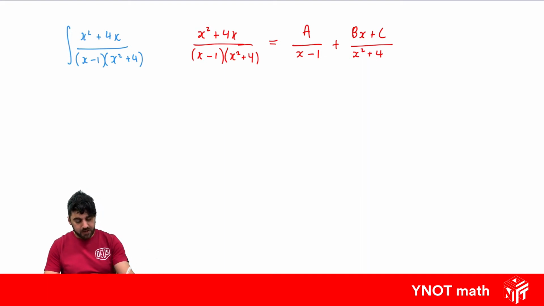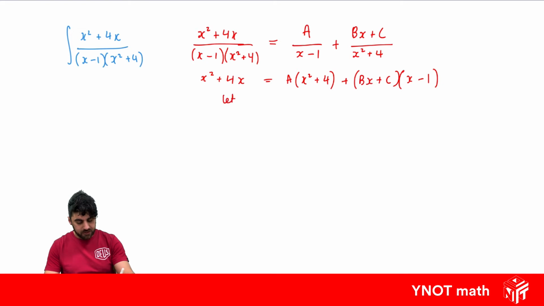So again, we'll times everything by the denominator, so we'll have x squared plus 4x on the left. We'll have a times x squared plus 4, plus bx plus c times x minus 1. So here we just need to figure out what a, b, and c are.